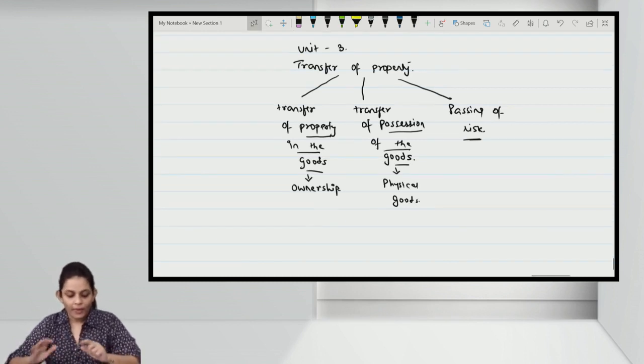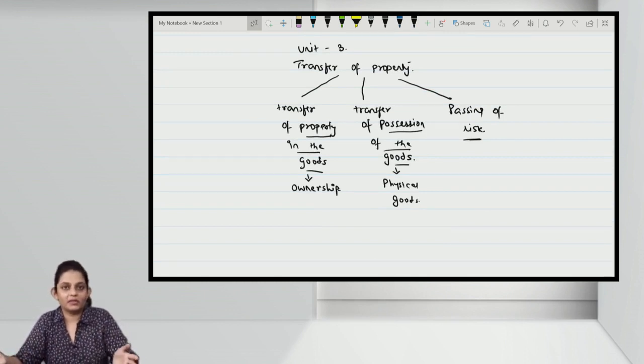Yes. So property in the goods is ownership, possession is physical goods, and passing of risk is whoever is the owner will bear the risk, irrespective of who has the goods. But if any party is at fault, the defaulting party shall bear the risk. Did you get it? Yes.